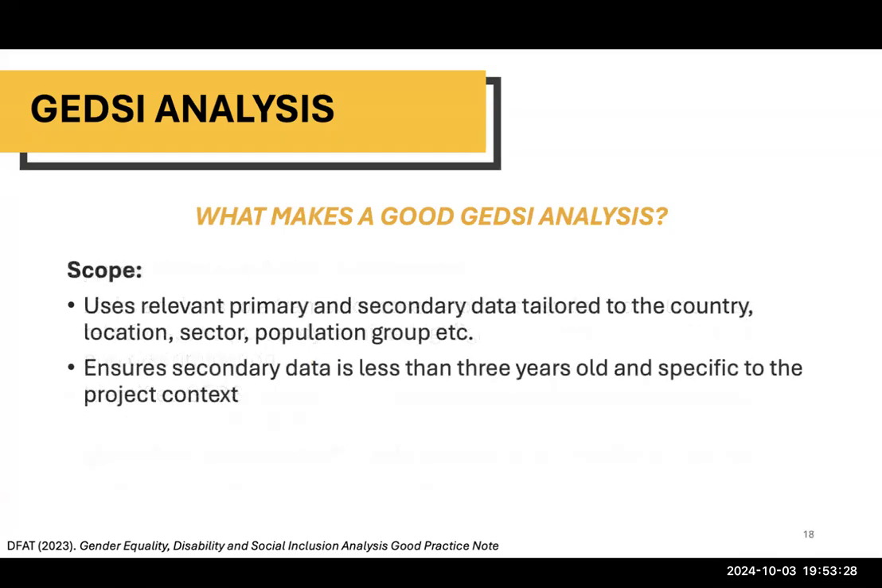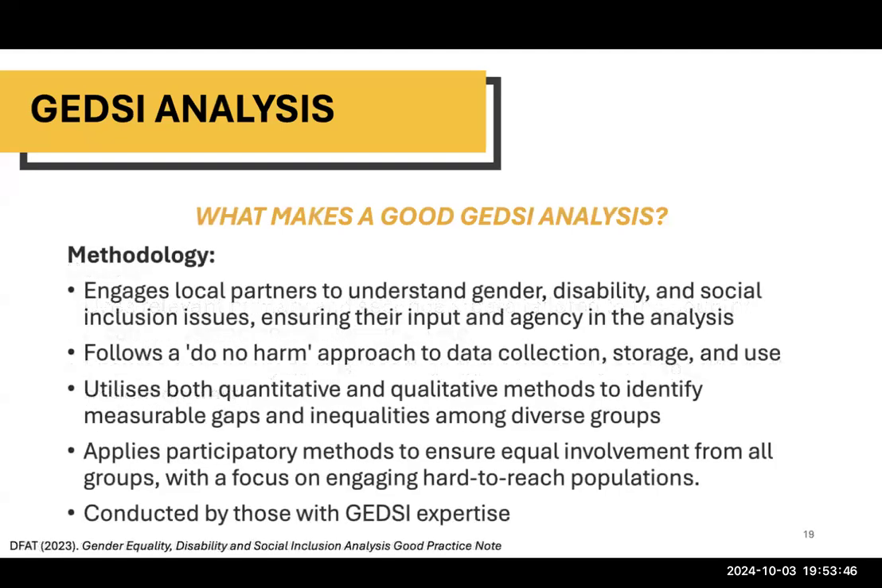You think about the scope. You might want to think about what the key important issues are in your context, in your sector, in your population group, and really make sure that the data is good. Ideally, any kind of secondary data you use is less than 3 years old and really related to the project context. You can engage with local partners.